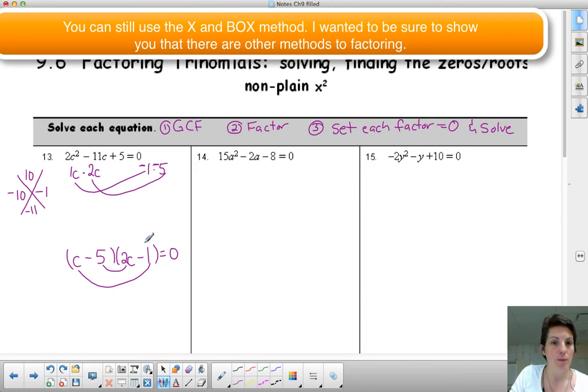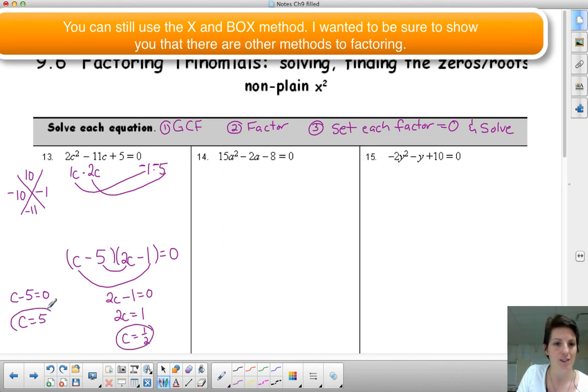This one is a solving problem. Notice it has equal to 0. That's how we know it's a solving problem. And we need to use our zero product property. So we need to say c minus 5 equal to 0. So c could equal 5. And 2c minus 1 could equal 0. So 2c, adding 1 to both sides, so that c is equal to 1/2. A degree of 2 with 2 answers.